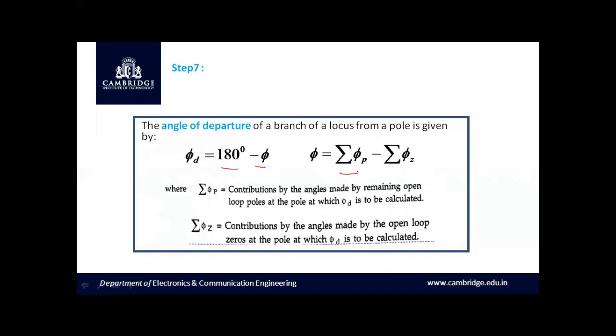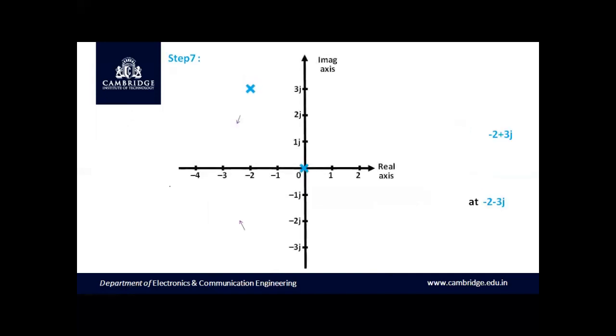summation phi p minus summation phi z, where summation phi p is the contribution by the angles made by remaining open loop poles at the pole at which phi d is to be calculated. Also, summation phi z is the contribution by the angles made by the open loop zeros at the pole at which phi d is to be calculated. So let us solve for the calculation of angle of departure.